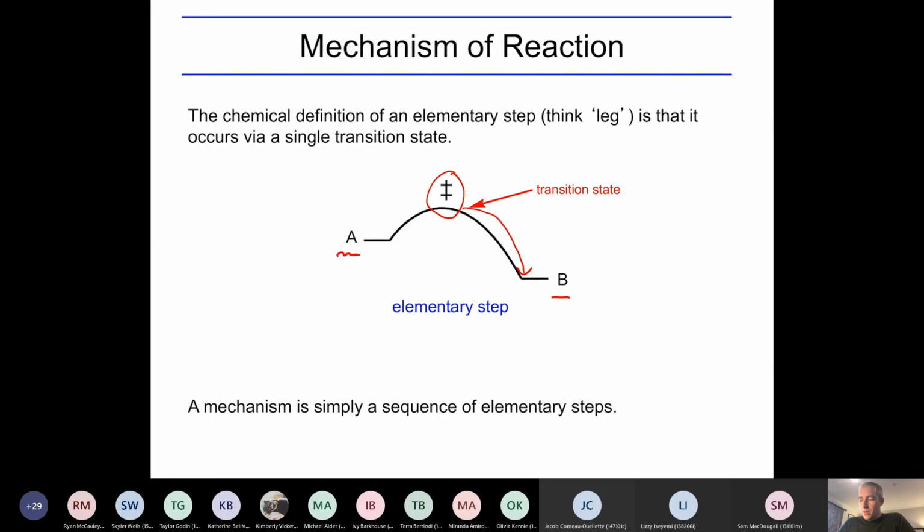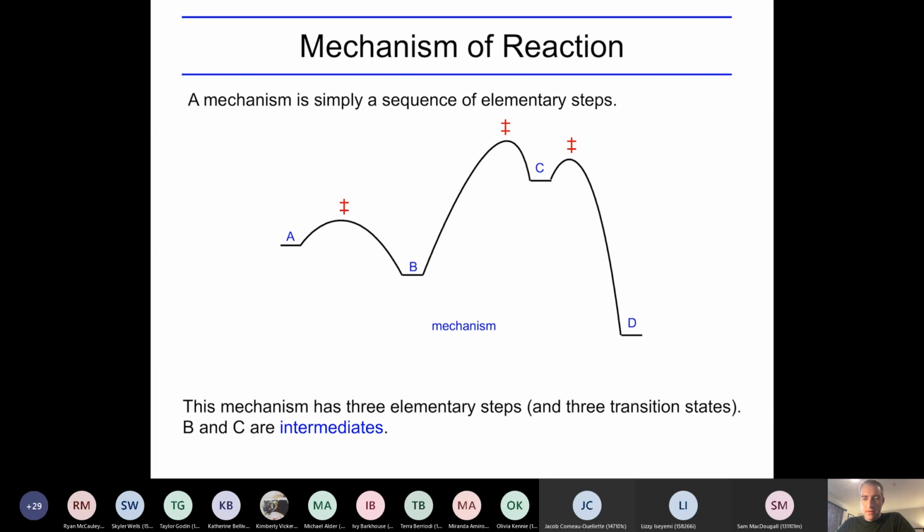So this is how it looks from a potential energy perspective. This is potential energy, where the potential energy of the system goes up to the transition state and then falls down to B. If you have a mechanism, it's just a number of these steps in a sequence, one at a time. Here's an example of a mechanism that takes place in 3 steps. How do you know there's 3 steps? Because there's 3 transition states: 1, 2, 3. A goes through the first transition state and creates B. B then goes to C, and then C goes to D.